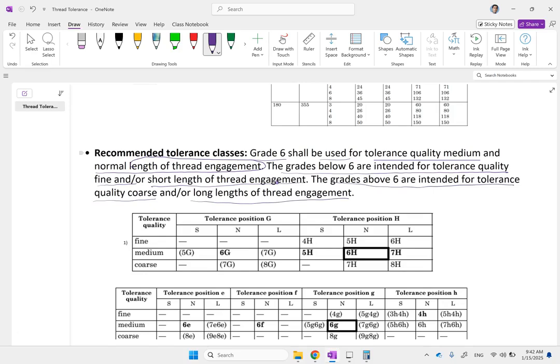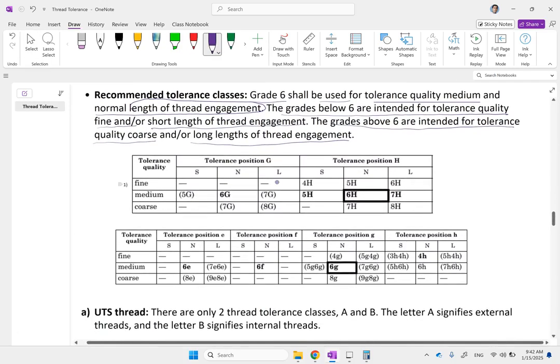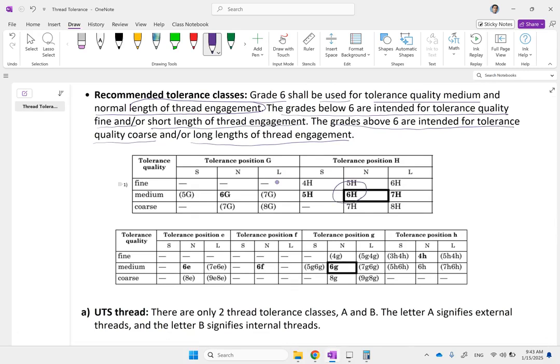Okay, so the class that they typically recommend for an internal thread is 6H, which is the average. This is no deviation, and this is medium quality. And for externals, they go with 6G, which is basically, again, medium quality and very, very bare minimum deviation. Very slightly smaller than the actual size, so they make sure they always go together. But there are combinations here that you can see.